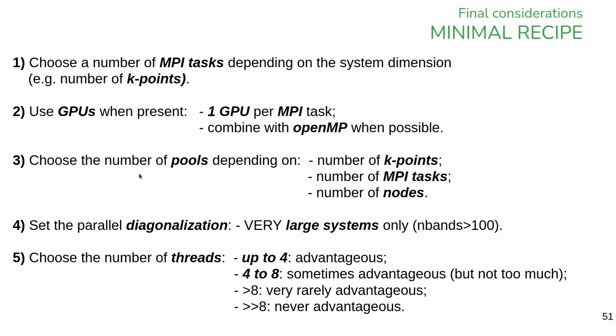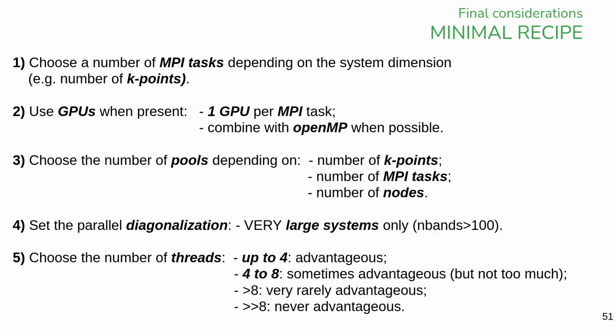The third thing is to choose the pools, if you can, depending on the number of k-points, the number of MPI tasks, and the number of nodes. Then set the parallel diagonalization with NDIAG, but only for very large systems, with the number of bands typically around 100. If you have a small system, it is not convenient.